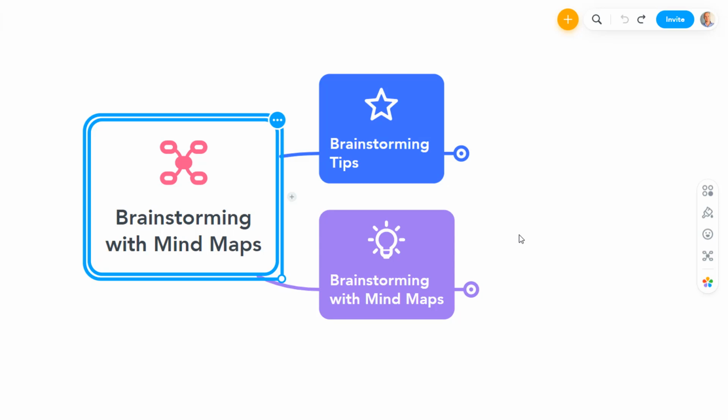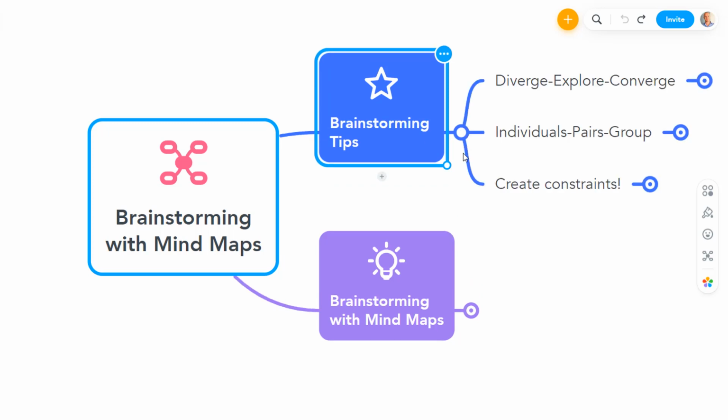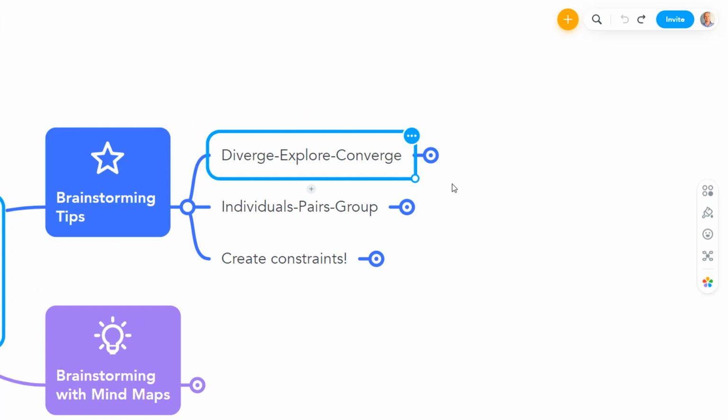Before we look at the practicalities of using MindMeister to support brainstorming, let's first take a quick look at some general tips and advice to keep in mind for any brainstorming process. First off, any good brainstorming process should move through three stages, which are diverge, explore, and converge. So let's take a quick look at each of these in turn.